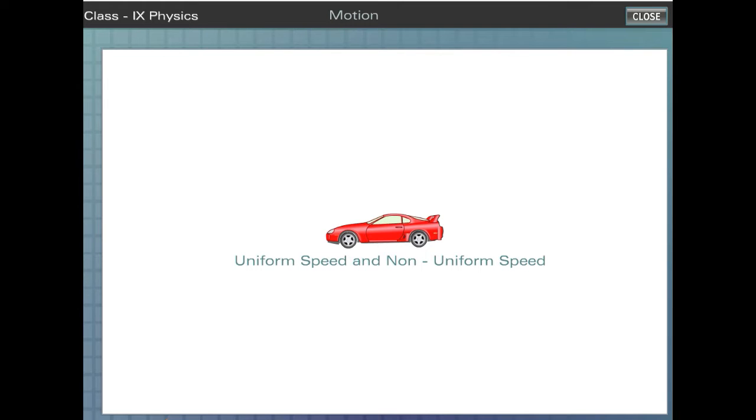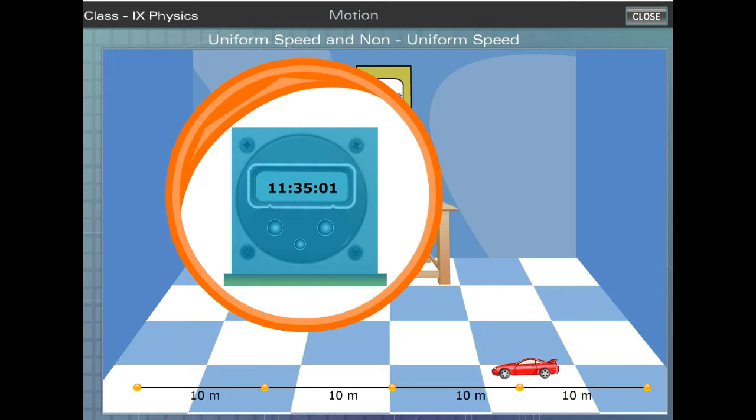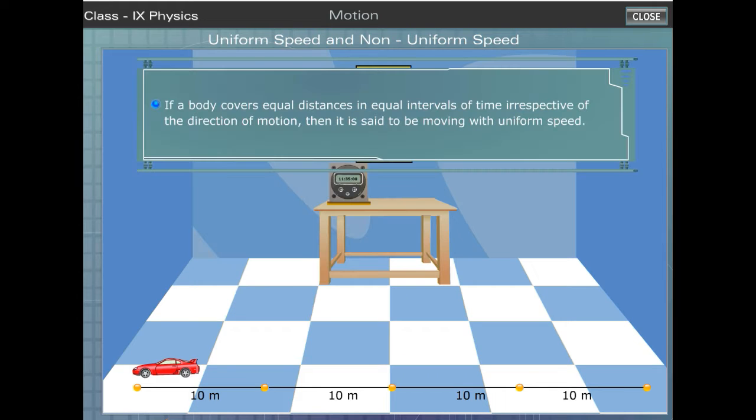Uniform speed and non-uniform speed. Observe the motion of the car displayed here. We observe that the car is covering a distance of 10 meters in every 1 second. That is, the car is moving with uniform speed. Thus, if a body covers equal distances in equal intervals of time, irrespective of direction of motion, then it is said to be moving with uniform speed. In other words, the body is undergoing uniform motion.